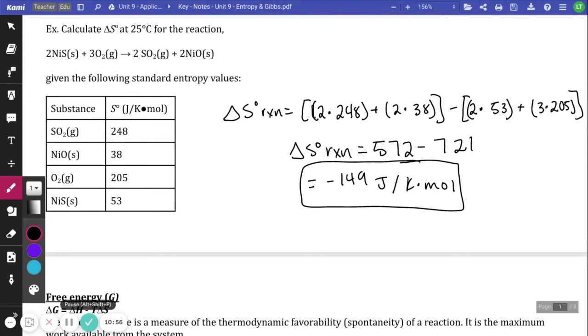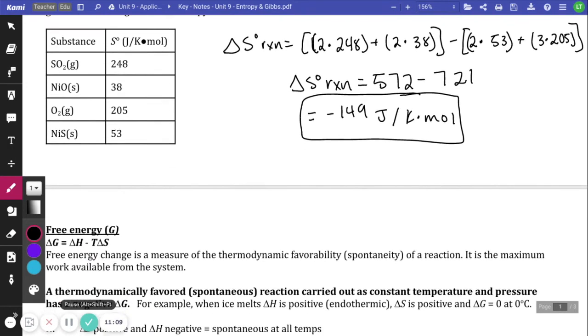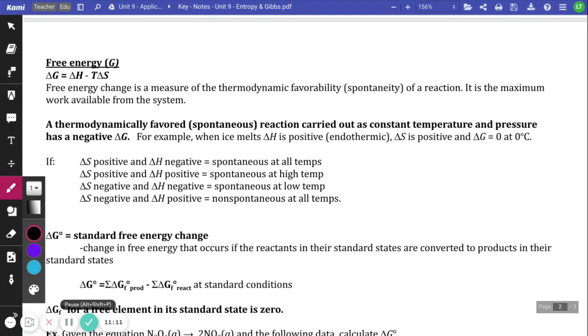So entropy is just, again, a measure of disorder. We've talked a little bit about how we can predict the entropy of a reaction, as well as actually solving for the change in entropy. So our next part of this is free energy, or the Gibbs part. Free energy is G.